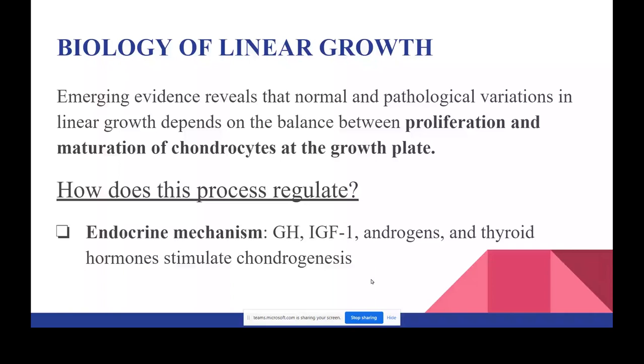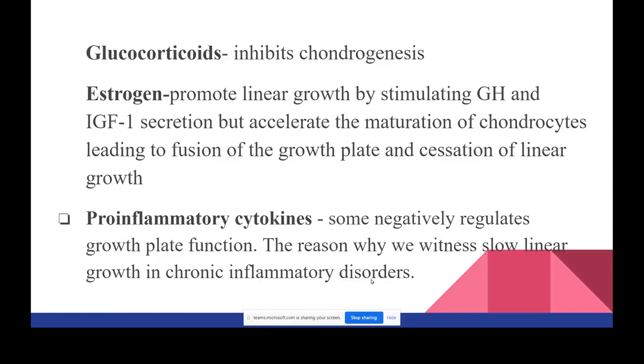If I elaborate further, growth hormone, insulin-like growth factor 1, androgens, and thyroid hormone stimulate chondrogenesis. That's why when there is a deficiency of growth hormone, IGF-1, androgen or thyroid hormone, people won't grow. There will be impaired linear growth in those children. Now, glucocorticoids inhibit chondrogenesis. That's why in Cushing's syndrome, they are short, because chondrogenesis is inhibited.